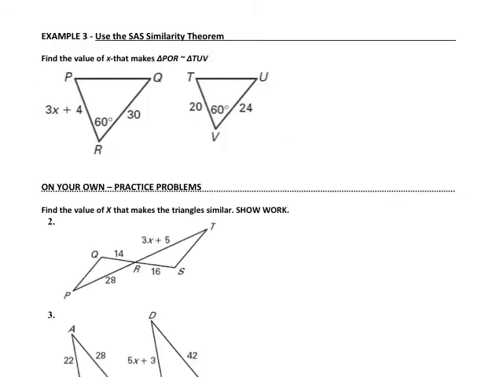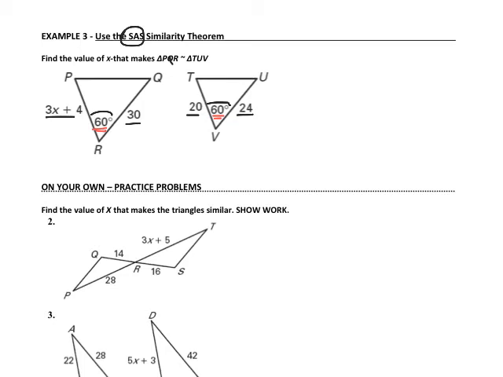Okay, for our last example, on the back of the page it says find the value of x that makes triangle PQR similar to triangle TUV. All right, so triangle PQR, we have a side, an angle, and a side, and then over here we see that there's a side, an angle, and a side. So we're using the side angle side similarity theorem. So if the angle that is between the two sides is congruent and the sides have a similar scale factor, then we know that these two triangles are similar.